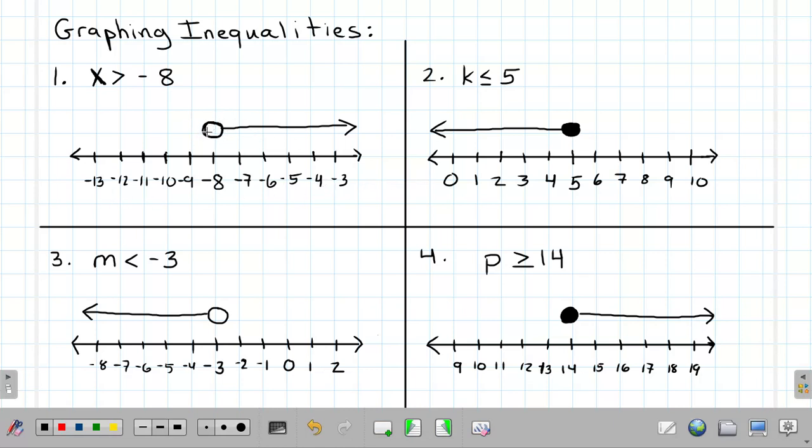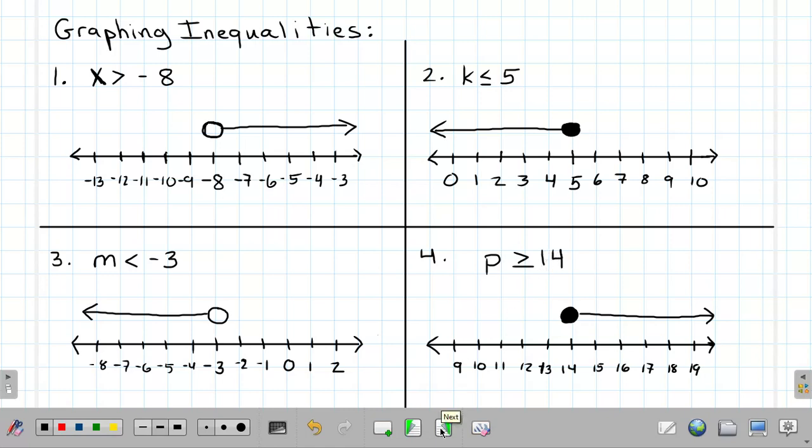and then draw your arrow appropriately, meaning look and see, well, what numbers do we need? We need numbers that are bigger than -8. We need numbers that are smaller than 5. We need numbers that are smaller than -3. And we need numbers that are bigger than 14.